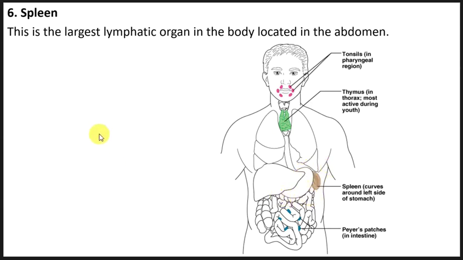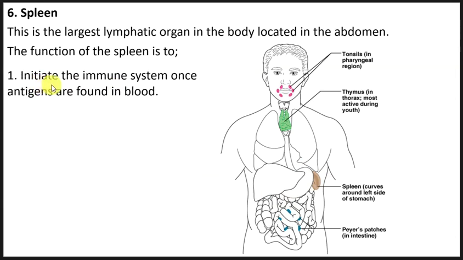Okay, then the function of the spleen is, one, to initiate the immune system once antigens are found in the blood. So when there are antigens, which fight bacteria, this one will initiate or start the defense mechanism of the body.